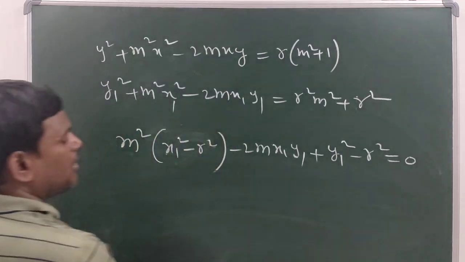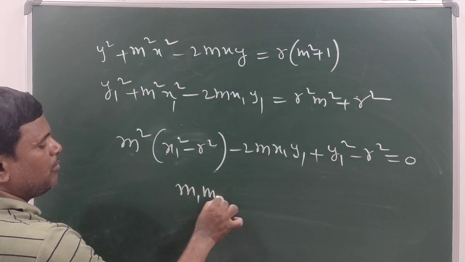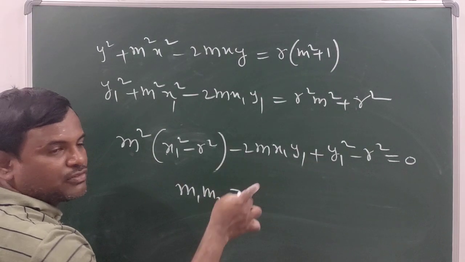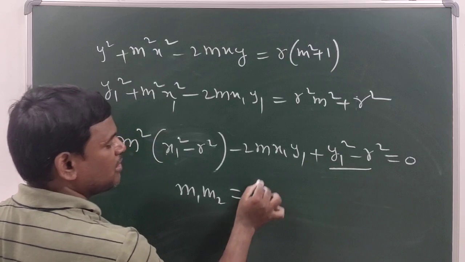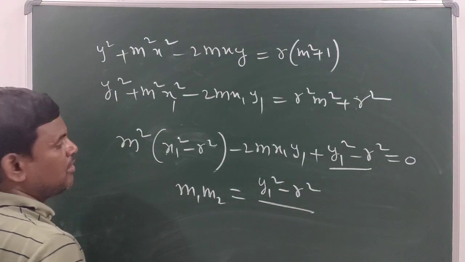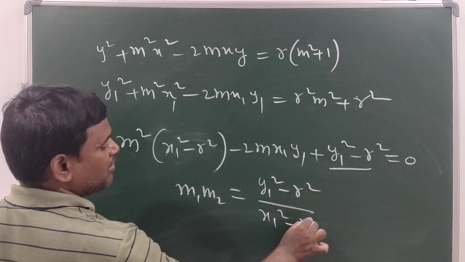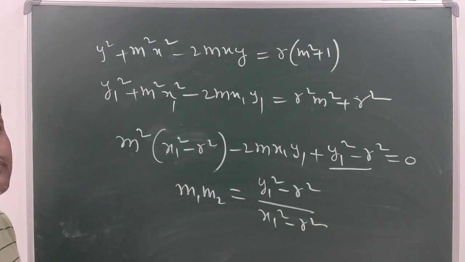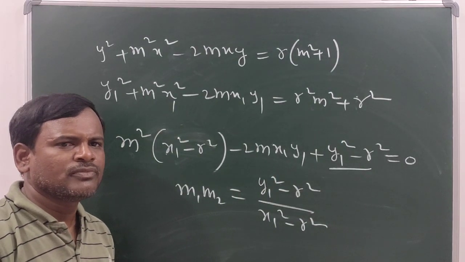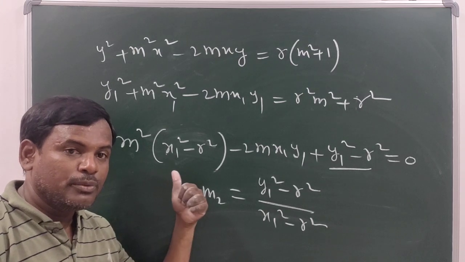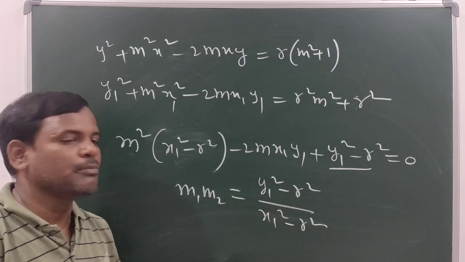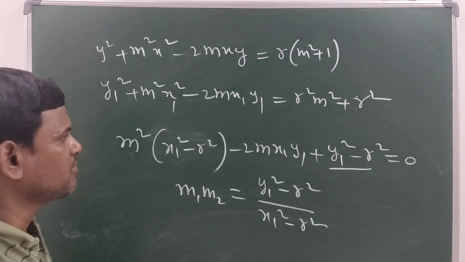Next, the product of the slopes m1 into m2 is equal to c by a. You know, product of the roots is c by a. Here c is y1 square minus r square, and a is x1 square minus r square. So this we get for the product of the slopes of the two tangents drawn from x1 comma y1 to that circle: y1 square minus r square by x1 square minus r square.